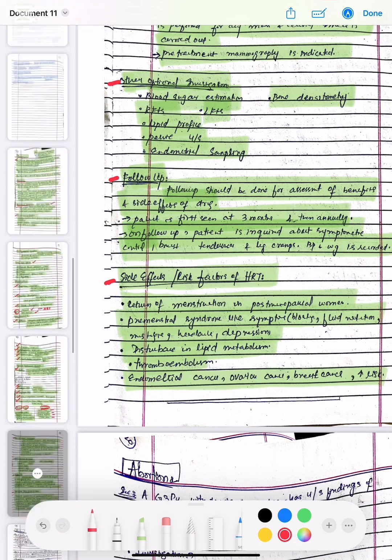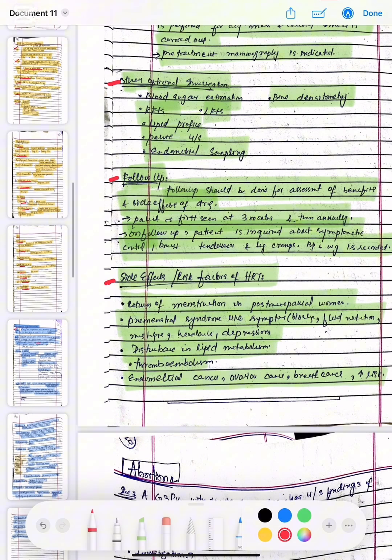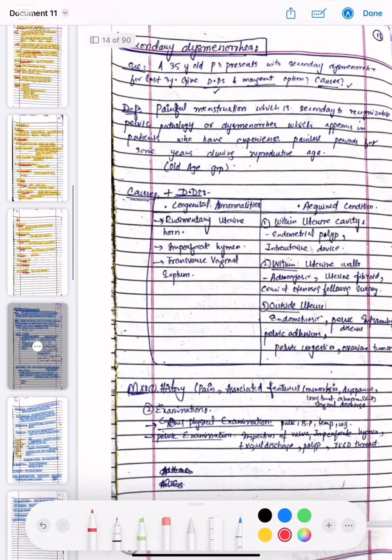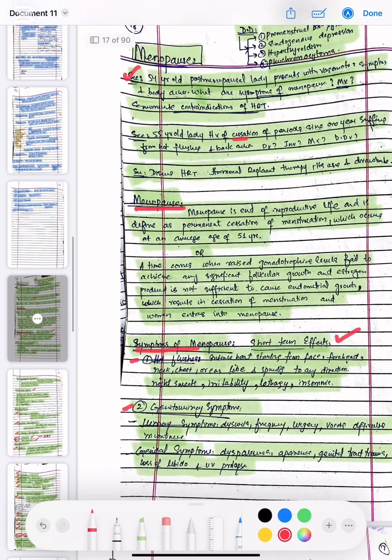So we have discussed the 3 topics, that is postmenopausal bleeding, secondary dysmenorrhea, and menopause.